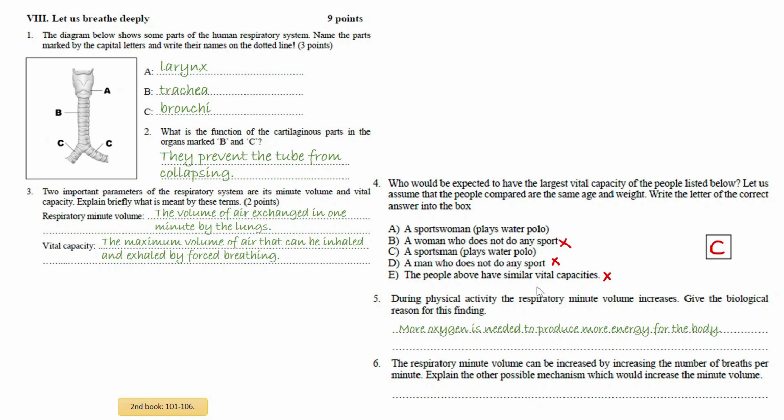The respiratory minute volume can be increased by increasing the number of breaths per minute. Explain the other possible mechanism which would increase the minute volume. Okay, so if you increase the volume of air that you breathe in with one breath, that can also increase your respiratory minute volume.